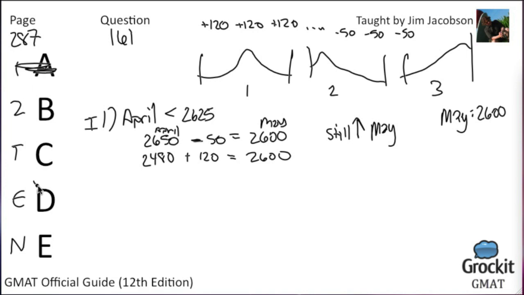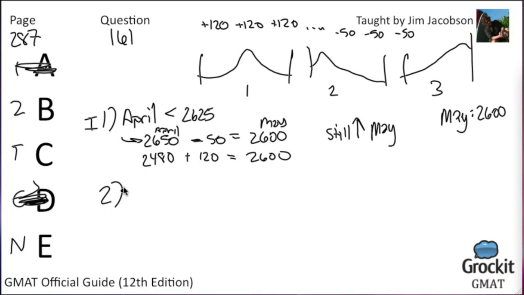We can cross off A and D. Does that make sense? Of course, I can't see whether you're nodding or even talking to the screen right now. That his April value would have had to have been higher than what statement one told us in order for him to have subtracted 50 and gotten 2,600 from A. April would have had to have been 2,650, but we know that it was less than 2,625. So April was a deposit month rather than a withdrawal month, as was May.